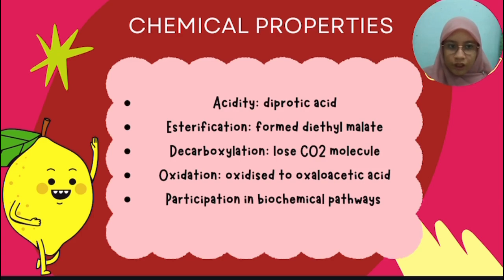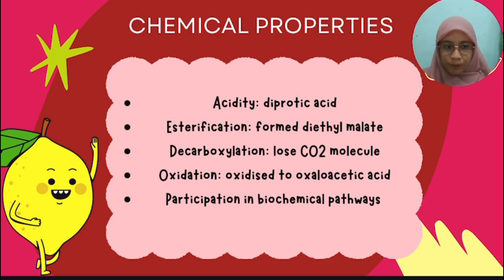Thirdly, during decarboxylation, malic acid will lose a CO2 molecule, especially under acidic or enzymatic condition. Fourthly, when malic acid becomes oxidized, it will turn into oxaloacetic acid. This can be involved in metabolic pathways such as the Krebs cycle. It can also be oxidized by strong oxidizing agent in the lab to form products like carbon dioxide and water.